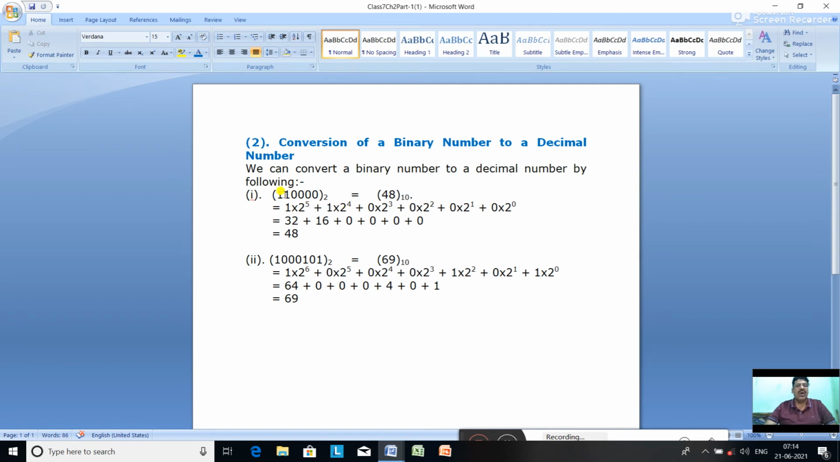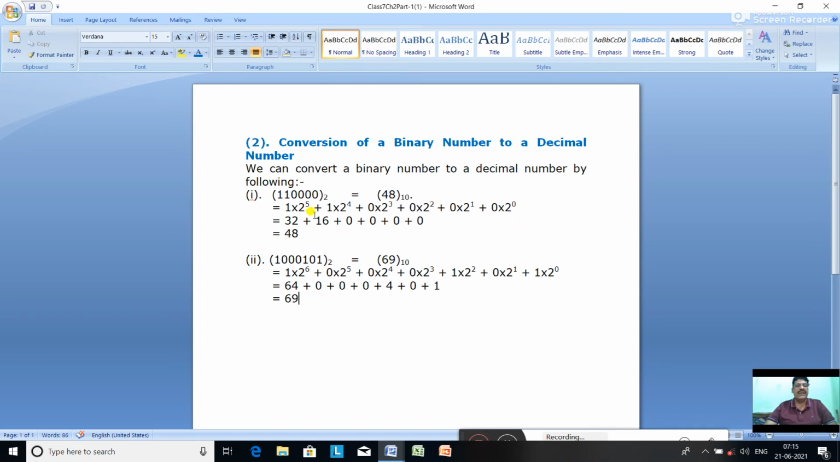After that, 1 into 2 power 4. We have to multiply by 2 only. Why? Because we are converting binary to decimal. After this 1, how many numbers are there? 1, 2, 3, 4. Power 4. Plus 0 into 2 power 3. Plus 0 into 2 power 2. Plus 0 into 2 power 1. And the last one, 0 into 2 power 0. After this 0, no digit is there.